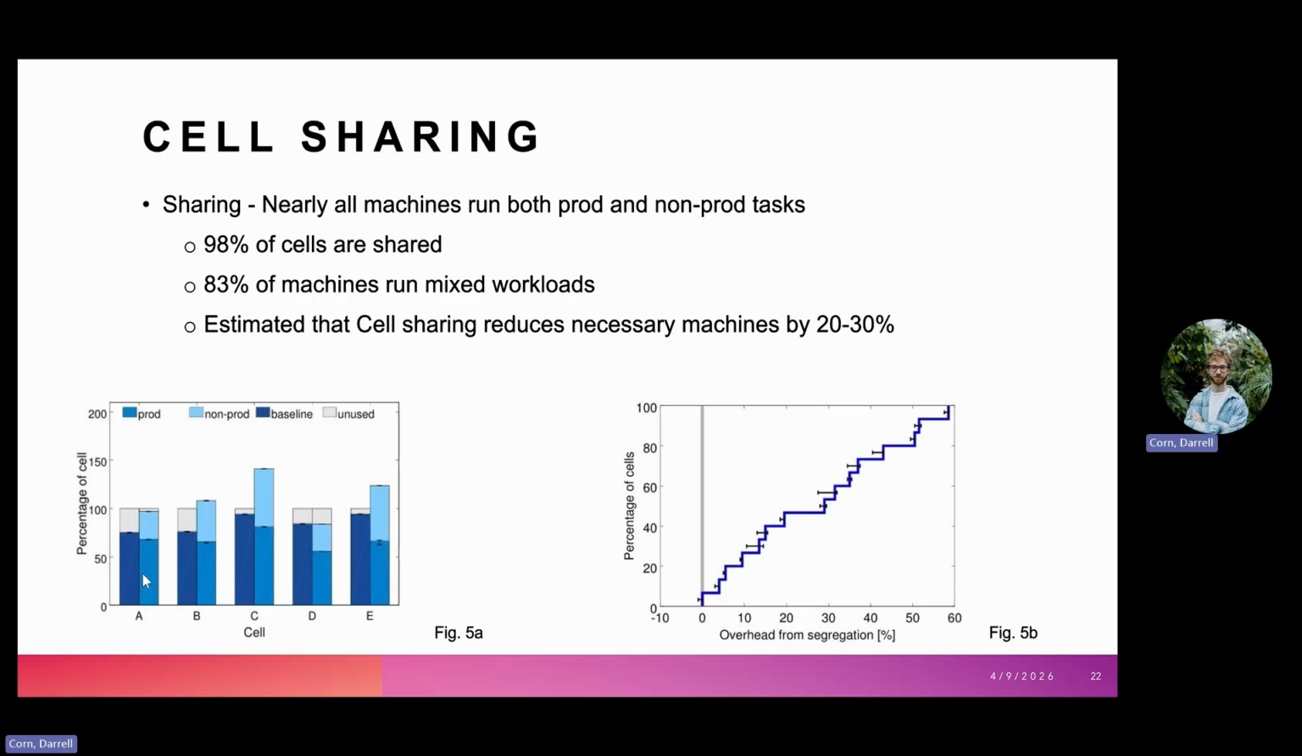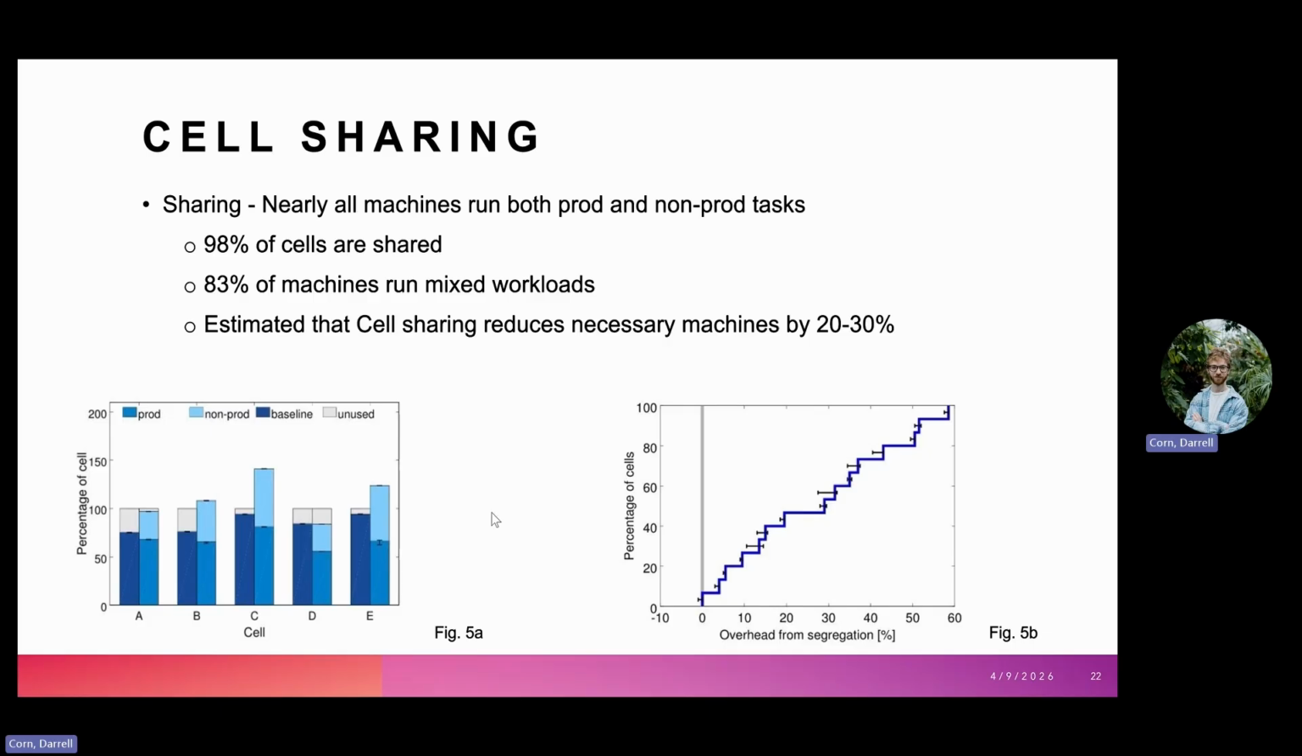The dark blue bars show how much of the cells are used when we don't have cell sharing, whereas the light blue bars to the right are showing that we can fit many more jobs into the same amount of space. And figure 5b here tells a similar story.